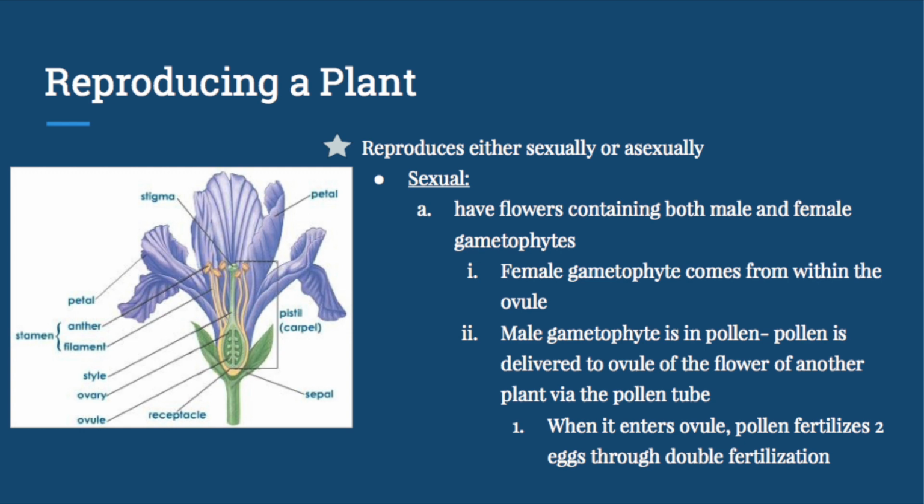And now, finally, reproducing in plants. Plants reproduce either sexually or asexually. So first we have sexual reproduction. Most plants have flowers containing both male and female gametophytes. Female gametophyte is within the ovule. Male gametophyte is in pollen, and pollen is delivered to the ovule of the flower of another plant via the pollen tube, which is very similar to female and male intercourse of humans. When it enters the ovule, pollen fertilizes 2 eggs through double fertilization.